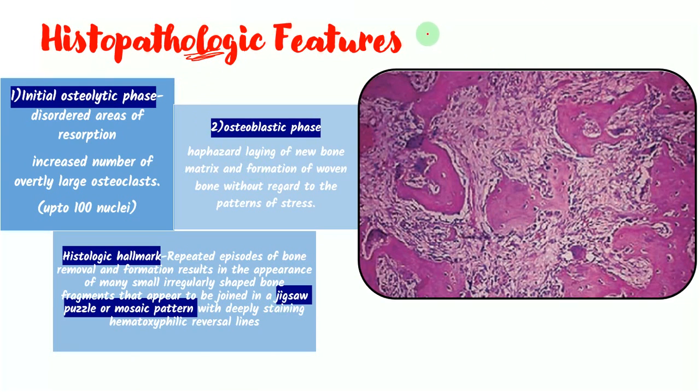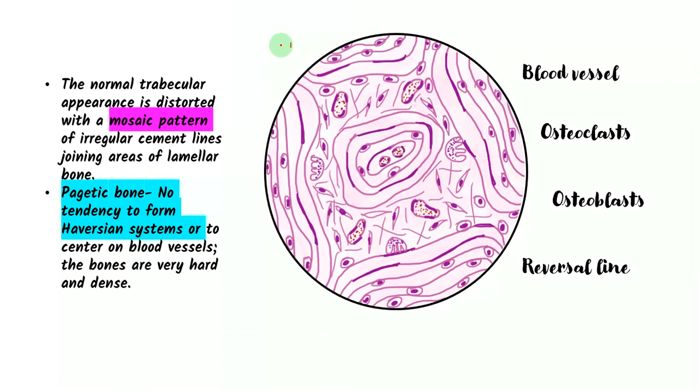Histopathologically, again, remember the three phases, which are lytic, mixed lytic and blastic, and the final is sclerotic. In the lytic phase, you have excessive disordered areas of resorption, and the cells involved in resorption are the osteoclasts. There are a large number of osteoclasts with up to 100 nuclei, right? So here you can notice them. Let me show you a diagram. This is a diagram I've drawn, and in this area, in regard to the bone, you can see that these osteoclasts have a lot of nuclei, and they are resorbing the bone at one end.